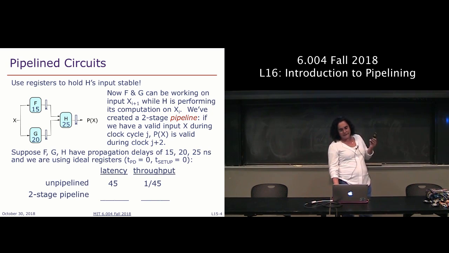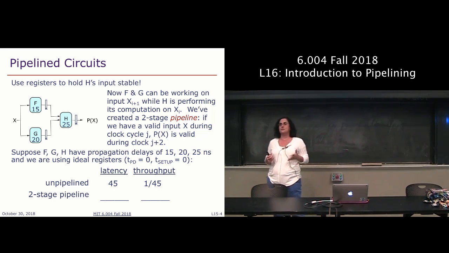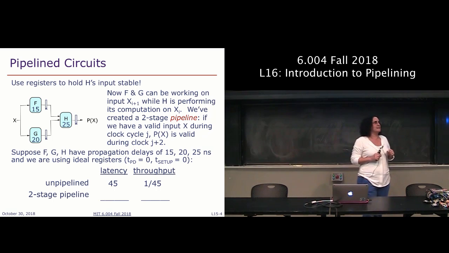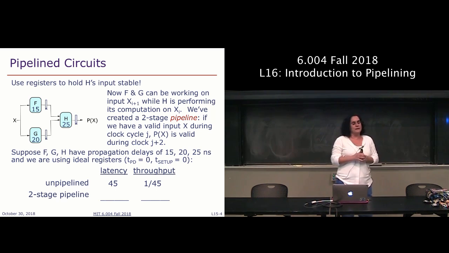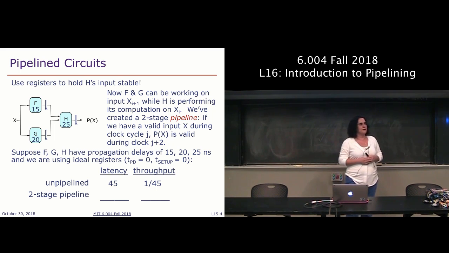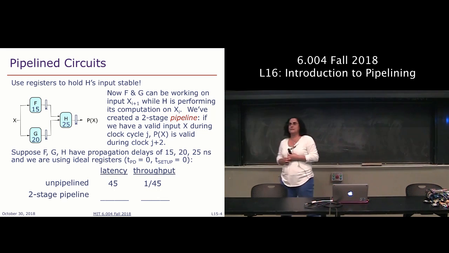In an example, if we assume ideal registers where the propagation delay and the setup time of our registers is considered 0, then all we care about is the propagation delay of the modules. And so we can clock this circuit at a clock period of 25 nanoseconds. Okay?